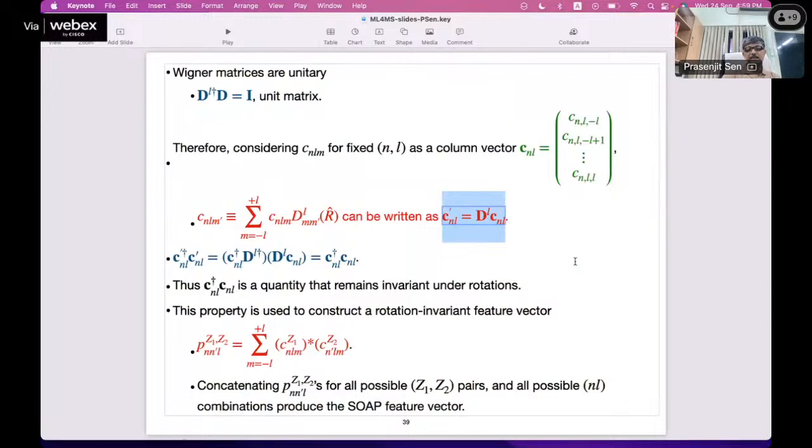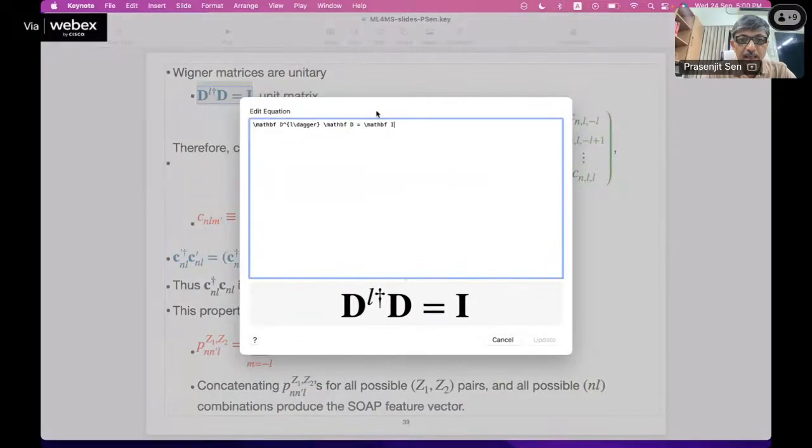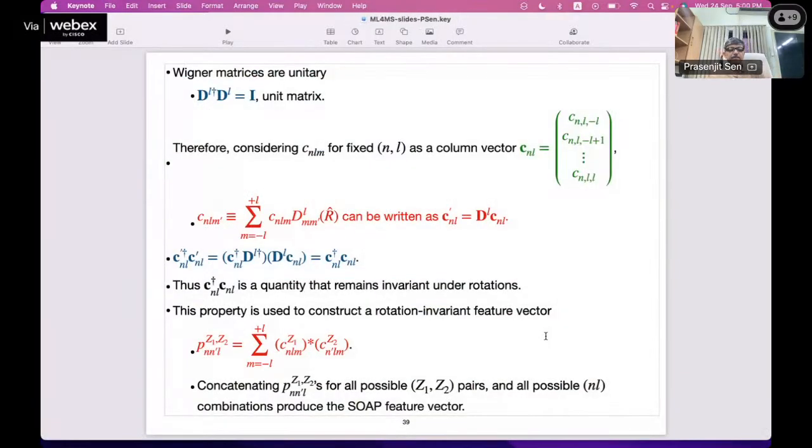Now, D matrices have some special property. These are unitary matrices. So D_L dagger D_L: for a given L, if I take the matrix multiplication of D dagger and D, I get the unit matrix. I now use that property here.